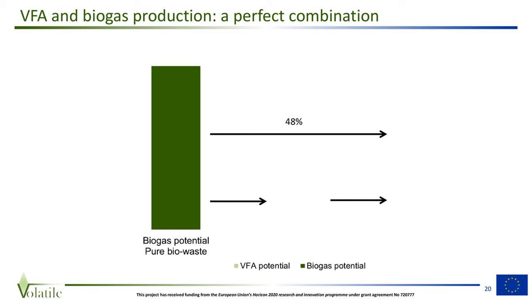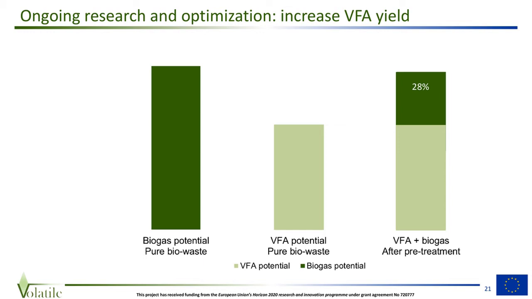So another way of explaining this is if you look at the biogas potential from the pure biowaste as this dark green column, and we compare this with the volatile fatty acid potential that we could obtain from the same biowaste, you see that it's clearly a lot lower. But if we combine it and we optimize it by increasing the VFA yield, we can see that the combined technology will more or less yield the same output as the pure biogas production, but a lot of it is in a higher value market segment as volatile fatty acids.